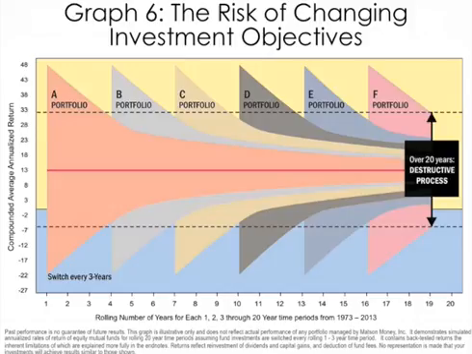So, graph 6, the risk of changing investment objectives. Now, we all know that things happen in life and that there are very, very wonderful things that happen that may change a person's investment objective. Maybe a business that you started does really, really well, and suddenly you're able to take greater risks because you've accumulated a lot of assets and your business is pouring off a lot of income.